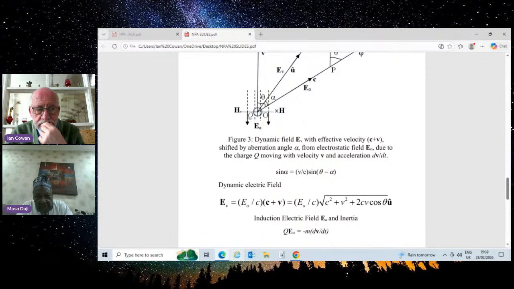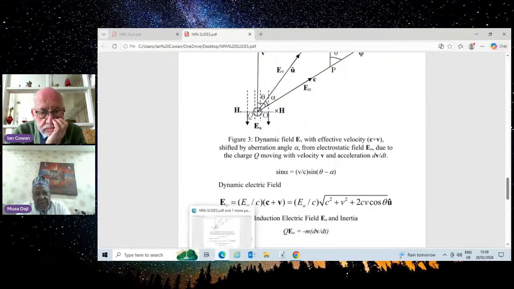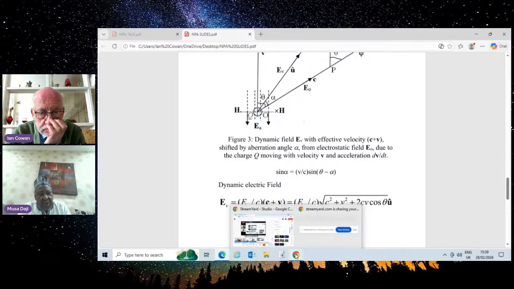If you look at the equation under figure 3 here, you can make EV in the direction of motion, in the opposite direction of motion, or perpendicular to the direction of motion.